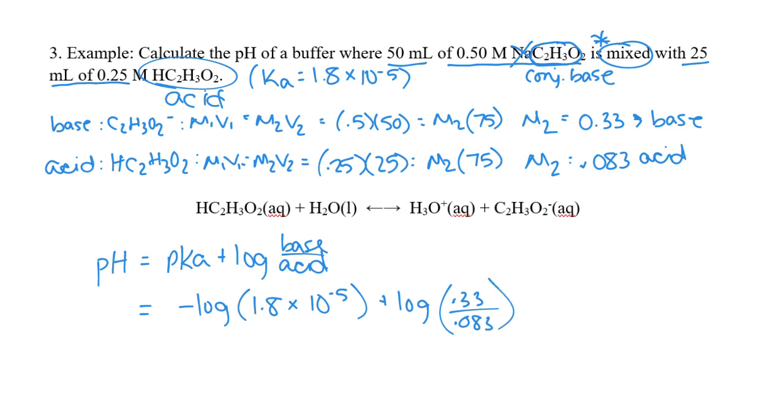So that's really the hardest part of this equation, just knowing which one to plug in as the acid and which one to plug in as the base. So you need to read your questions carefully. You do get 5.34 as the pH of that solution. Makes sense. It's an acidic buffer with acetic acid and the common ion acetate.